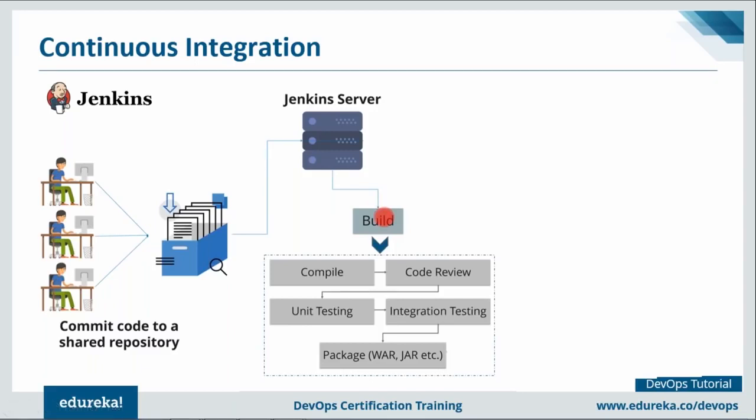It includes compiling, but apart from that, there are other things as well. For example, code review, unit testing, integration testing, packaging your application into an executable file. It can be a war file or it can be a jar file. So it happens in a continuous manner. The moment any developer commits a change in the source code, Jenkins server will pull that, prepare a build, right? So this is called continuous integration.